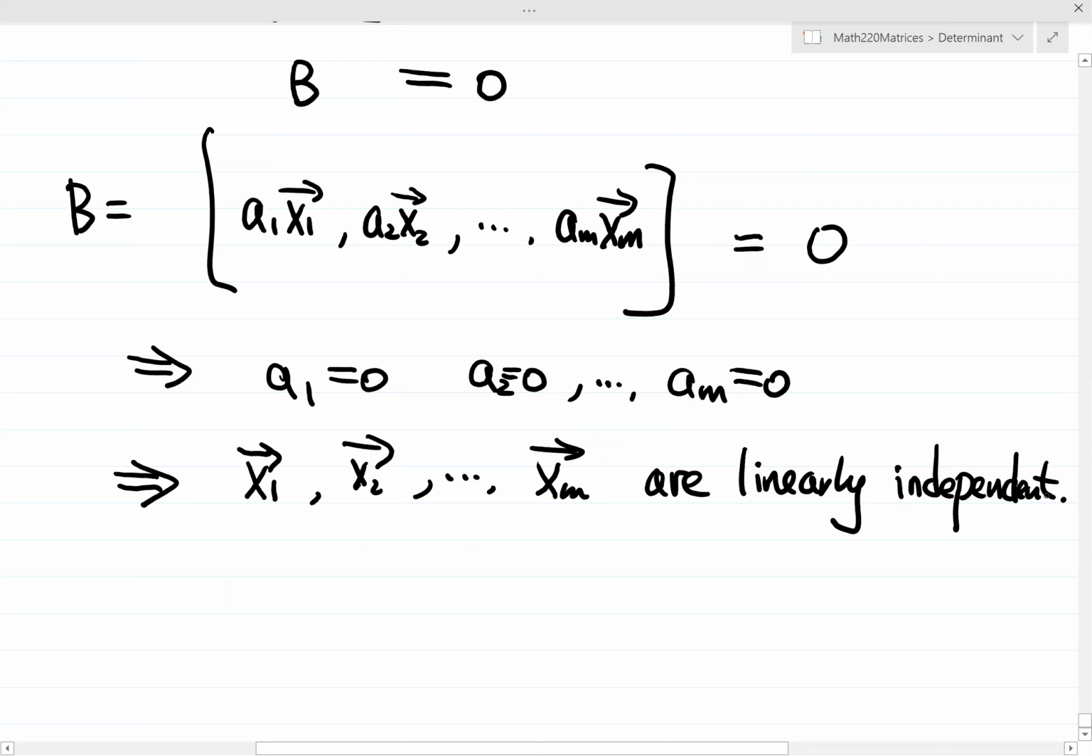Okay, we're done. So eigenvectors corresponding to different eigenvalues are linearly independent. This is a really, really important property that you should remember. Okay, next property.